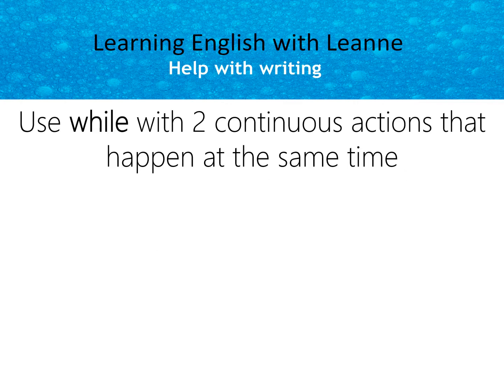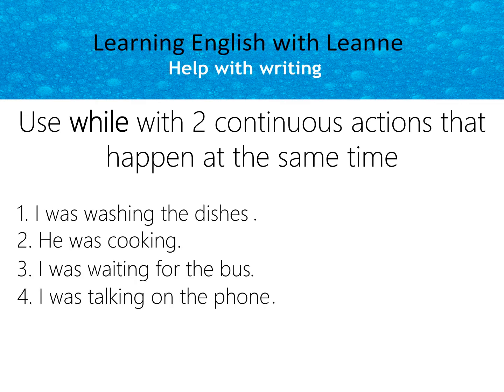Use while with 2 continuous actions, 2 longer actions that happen at the same time. So you can see we have 4 sentences here. In the past continuous: I was washing, was cooking, was waiting, was talking. So sentence 1 and 2 we're going to link with while, because these things are happening at the same time.